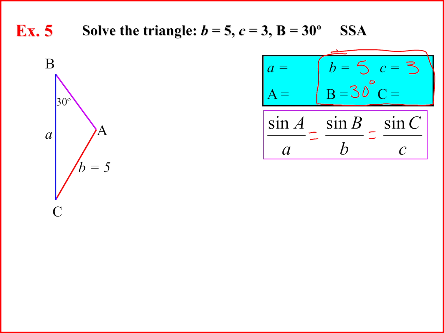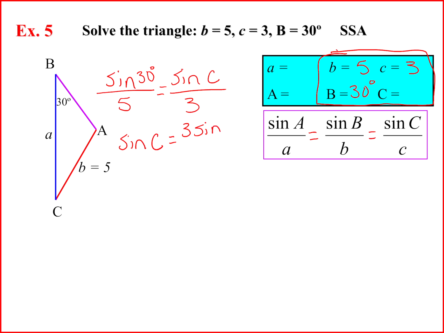Okay, so when we do this, I am going to go ahead and put my sines on top again. It doesn't matter, so pick whichever one you like or switch back and forth like I am. So I would have sine of 30 over 5 equals sine of C, because I don't know it, that's what I'm solving for, over 3. So when I'm solving for an angle, it's a little more difficult. Sine of C is going to equal 3 times sine of 30 all over 5.